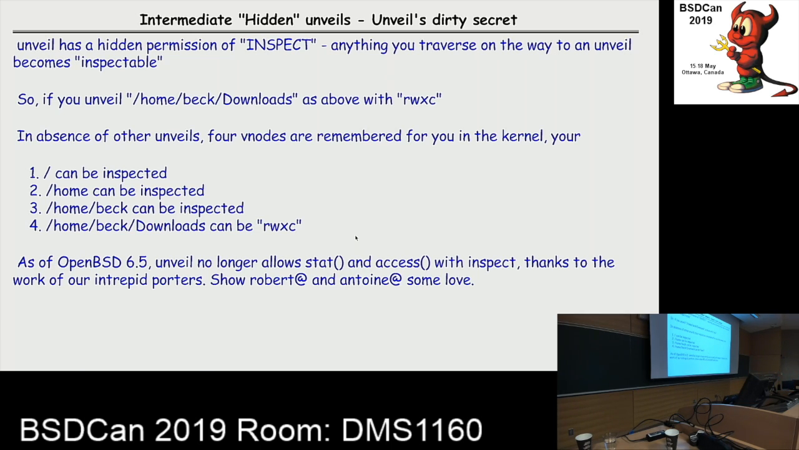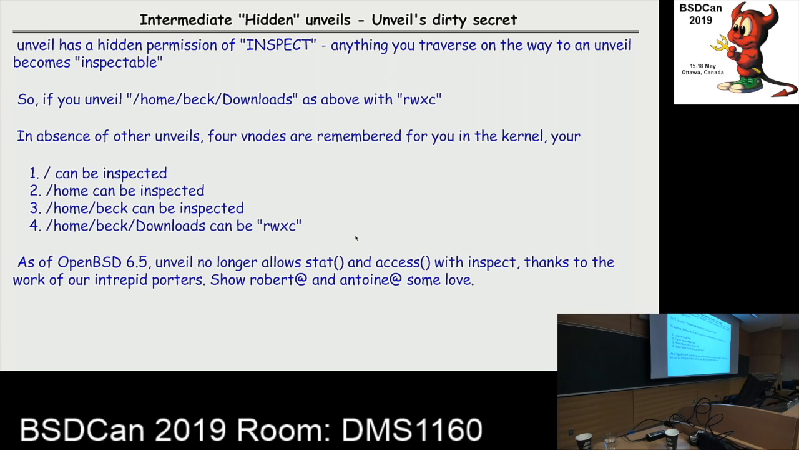I actually don't hold the vnode just of the home back downloads. What I actually do is I save the vnodes for each component of the path with a little flag, a little permission called inspect. It's not one of read, write, execute, or create. There's also inspect. You just can't set it from user land. Okay? And inspect, if I do this, slash can be inspected, home can be inspected, home back can be inspected, and home back downloads can be read, write, exe.